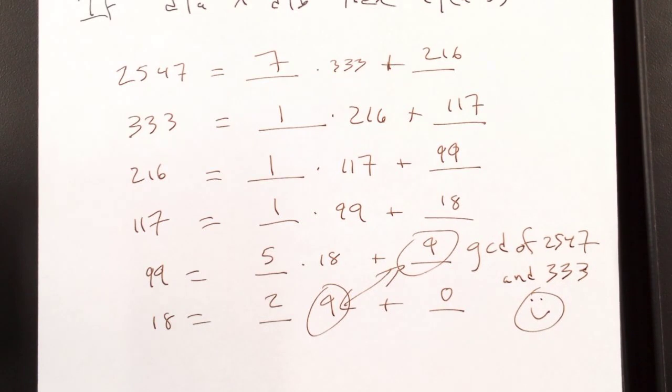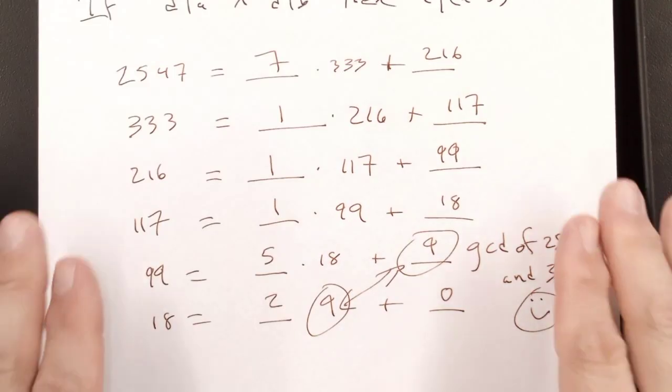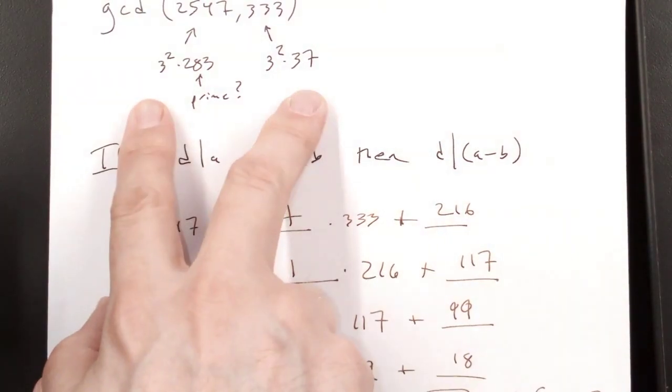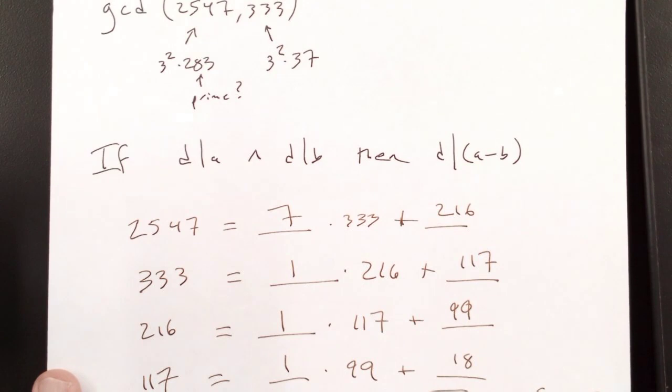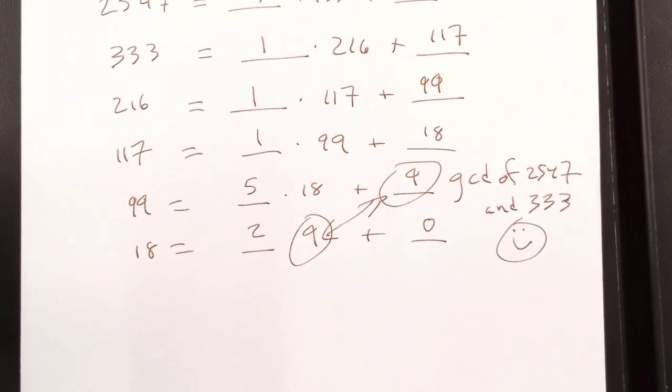The last non-zero remainder is my greatest common divisor. So I don't have to factor into primes. Now, I got lucky. We did actually factor these into primes. And notice that when I use the prime version, 3 squared, the greatest common divisor should be 9. It was.